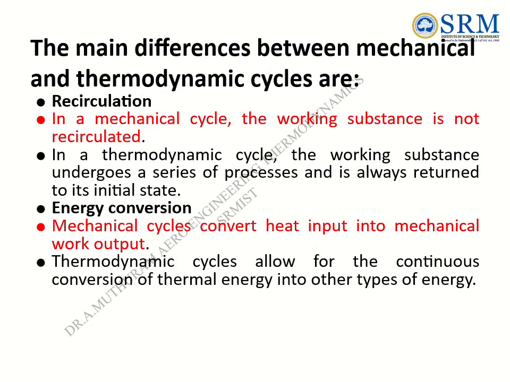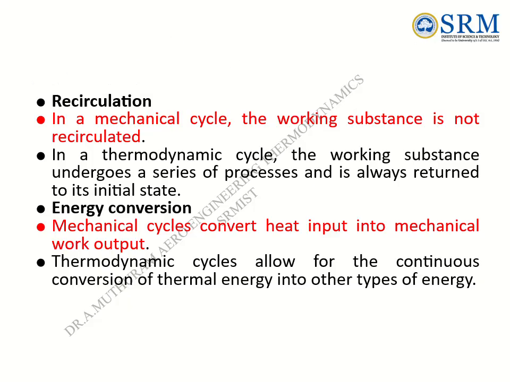The main differences between mechanical and thermodynamic cycles: in a mechanical cycle, the working substance is not recirculated. In a thermodynamic cycle, the working substance undergoes a series of processes and is always returned to its initial state. Energy conversion: mechanical cycles convert heat input into mechanical work output. Thermodynamic cycles allow for the continuous conversion of thermal energy into other types of energy.